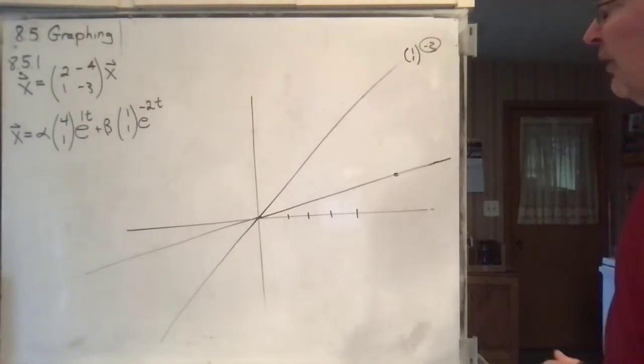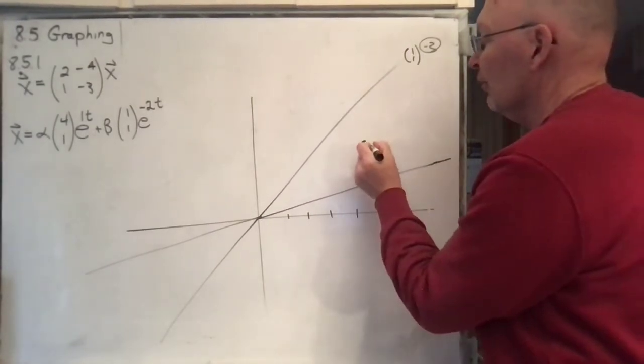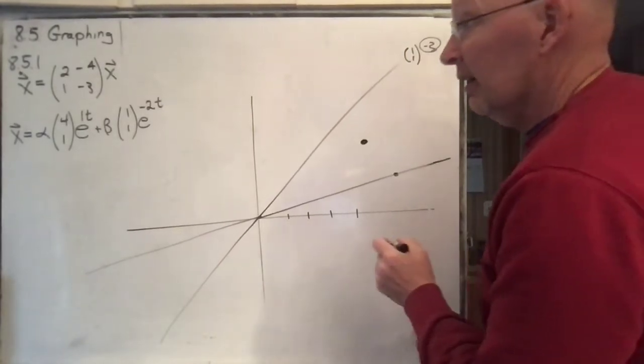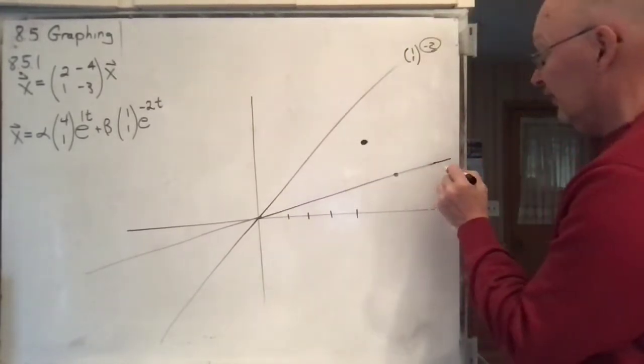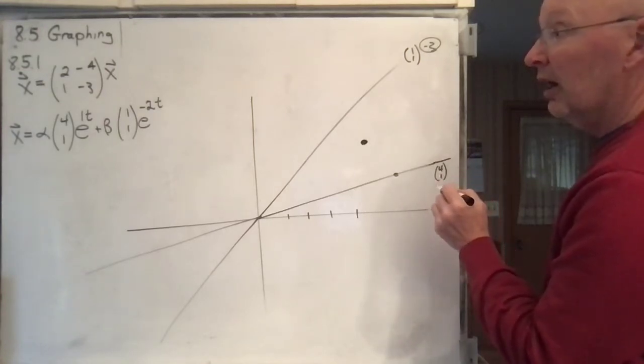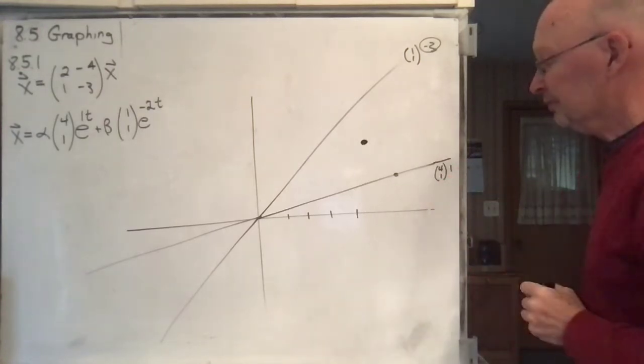Anyway, let's see what happens. Let's just start right here and see what happens. So this one right here, let me put it right here just so I see it in front of me. This is 4, 1, and this is eigenvalue of 1.